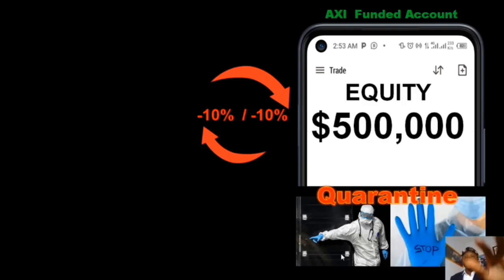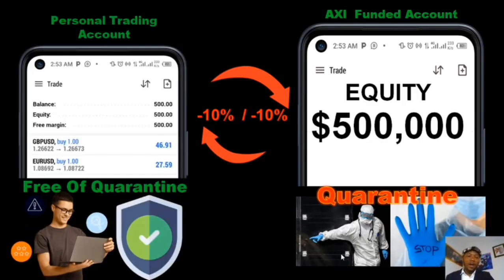Then guess what, guys? You know that for you to even have a 10% loss on your funded account, you have had that 10% loss on your personal account, because it is traded on your personal account that copies to your funded account. So what happens if your own personal account gets to 10% loss? Your personal account is free of this quarantine. You can trade your personal account within just 2 weeks. Only your funded account is placed on quarantine for 2 weeks.